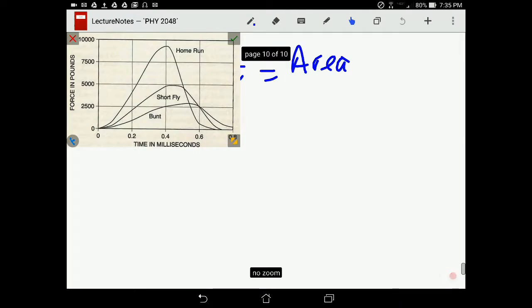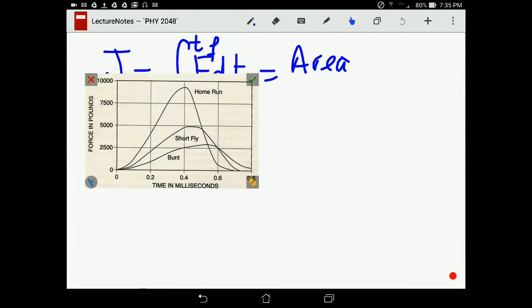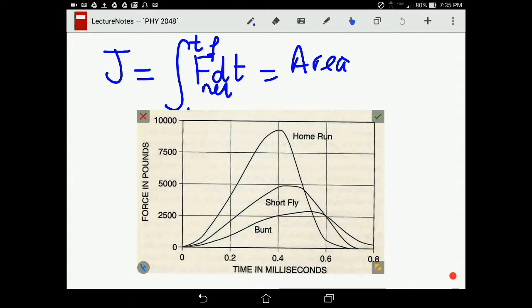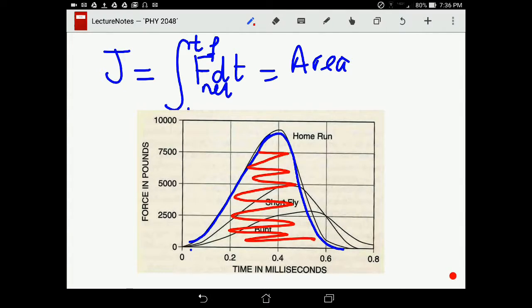So what we're talking about is finding the area under this function. Since we focus on the home run, the function is right here. So all of this. What we're trying to find is the area under the curve, which would be represented by all of this particular part here. This area would represent the impulse applied by, let's say, the bat on the ball. So if we could somehow find the amount of area, then we can figure out the impulse.